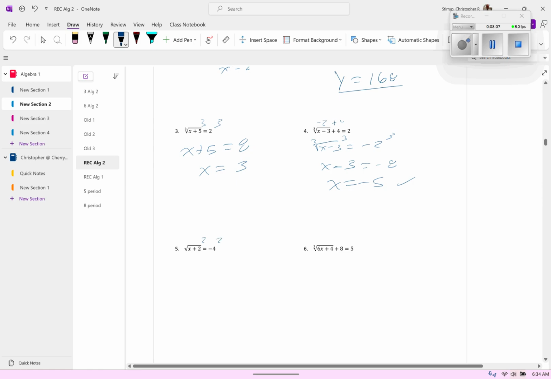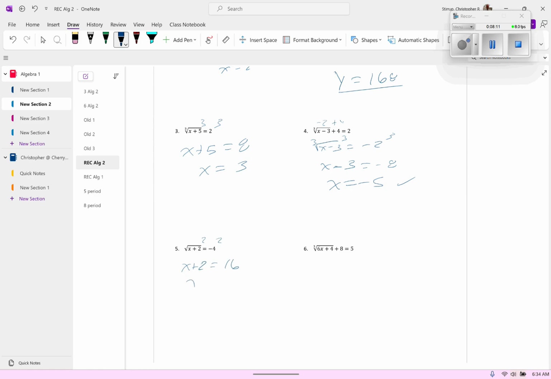Number 5, I'm going to go ahead and square both sides. That's +16. Subtract, I get 14. 14 plus 2 is 16. Square root of 16 is 4. 4 is not equal to -4, so that does not work. That's an extraneous solution.